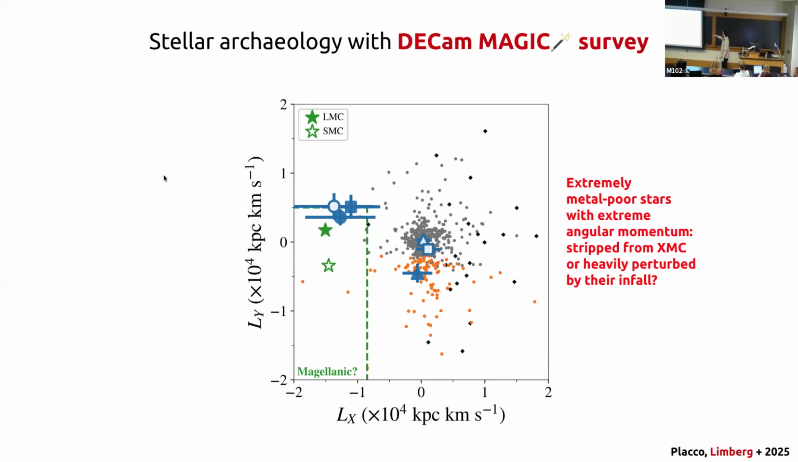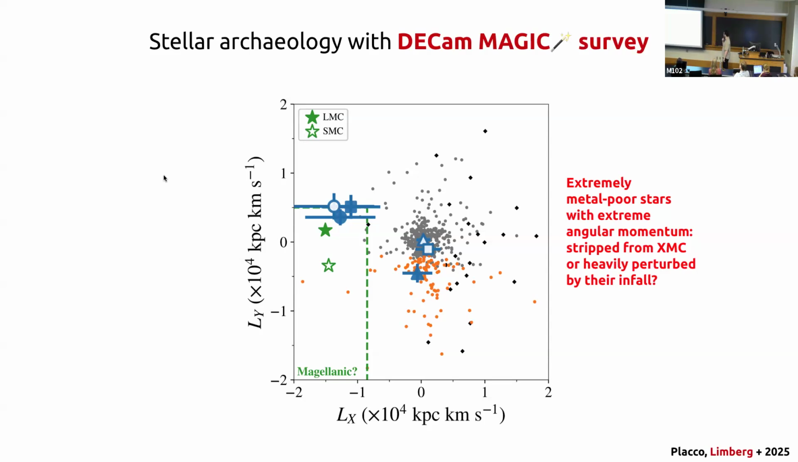And it just so happens that out of 6 stars that we were looking at, half of them, so 3 of them, have extremely high angular momentum values. And this is something that we can only calculate because we have proper motions from Gaia. And they have extremely high angular momentum that is commensurate with coming from the Magellanic Clouds.